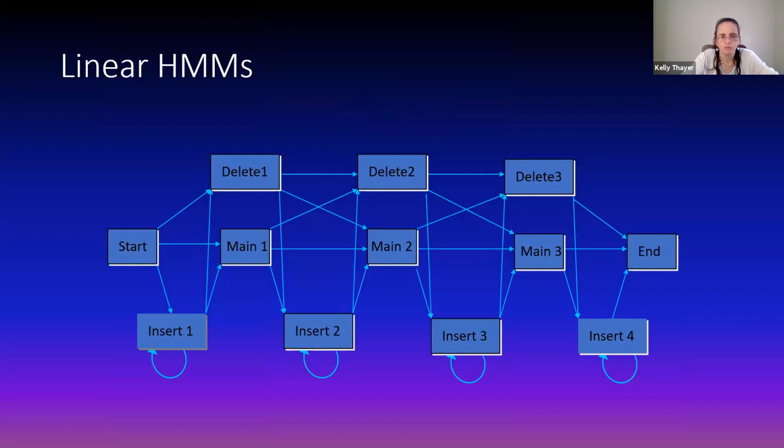So the linear hidden Markov models are the ones that we've been talking about so far and are in fact the most common, where we start at the start and we're going to proceed through the model through the main states mostly until we arrive at the end. However, there would be the possibility to go to the insert states or to the delete states. And as we talked about, that's related to how evolution actually happens. And so we consider that changes in the sequence could occur by those mechanisms.